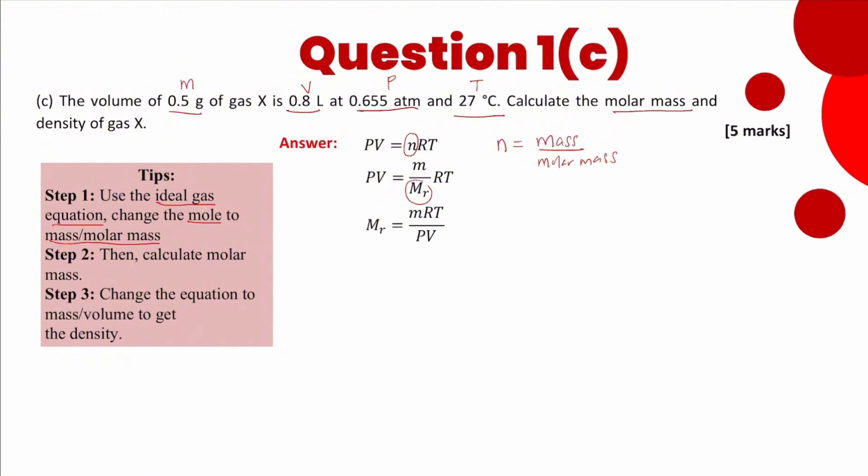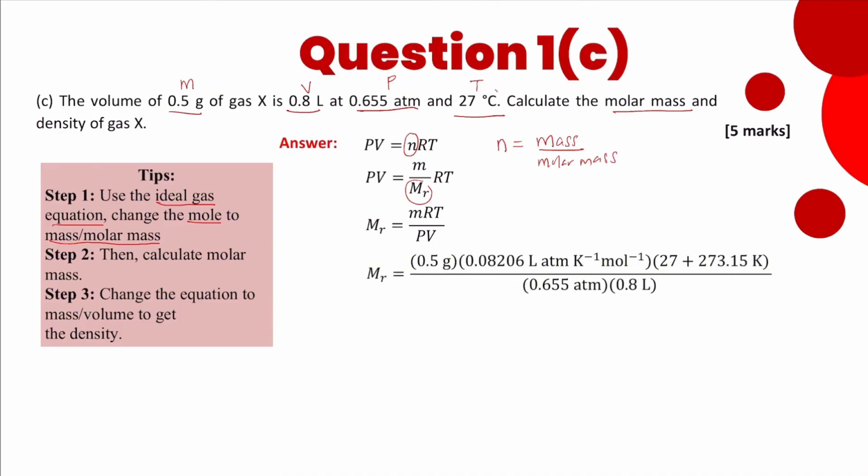Now we need to calculate the molar mass. So just substitute all the values that we have. Make sure the temperature is converted to Kelvin. And the R here is referring to gas constant, which is this value. You can find this value in the list of constants. And when you calculate this, you will get 23.5 gram per mole. Don't forget the unit because you are asked for the molar mass, which has units. This is the first part of the question.